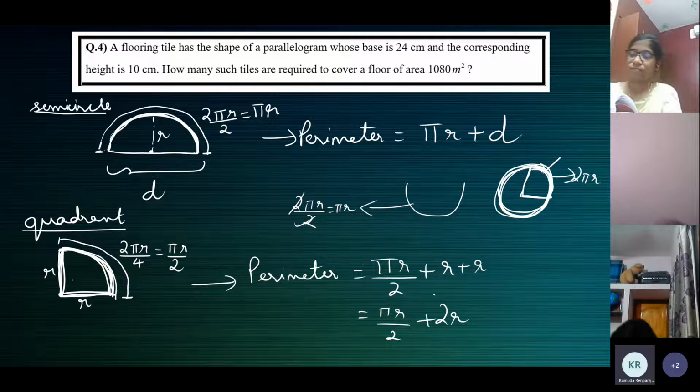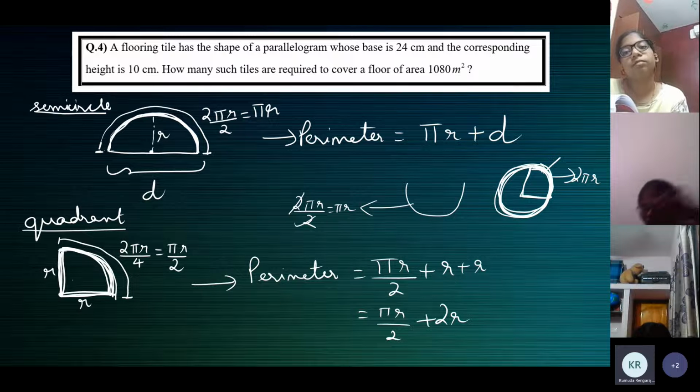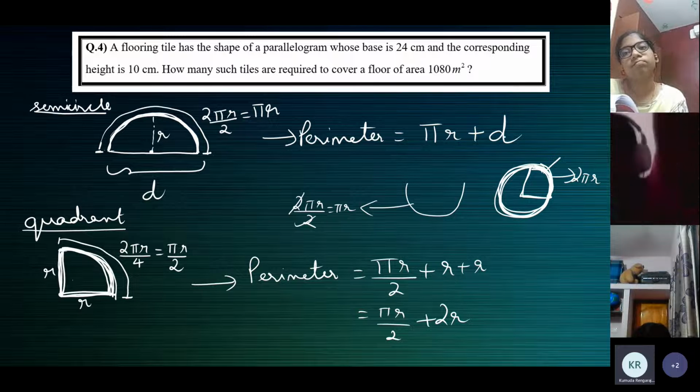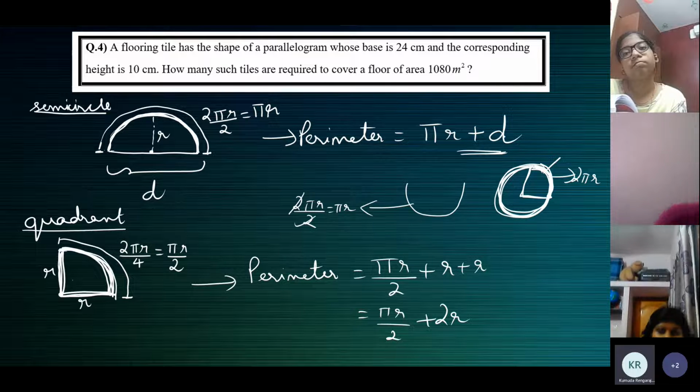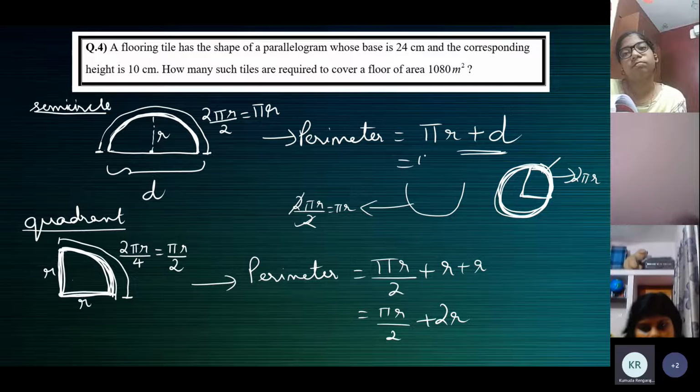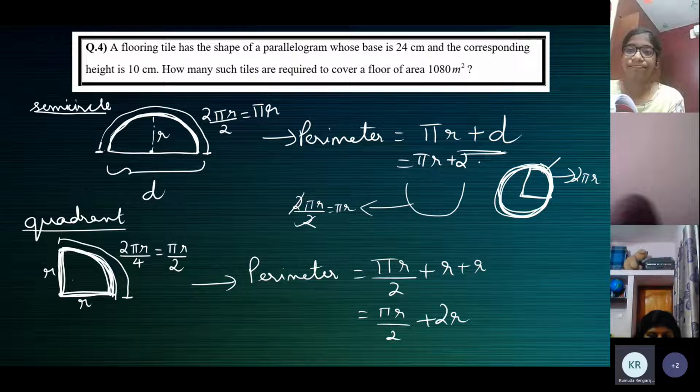That's what you see here. Or you can also write it as pi r by 2 plus 2r, since r plus r is 2r. Here also you can write d as 2r, because diameter is twice the radius. So pi r plus 2r.